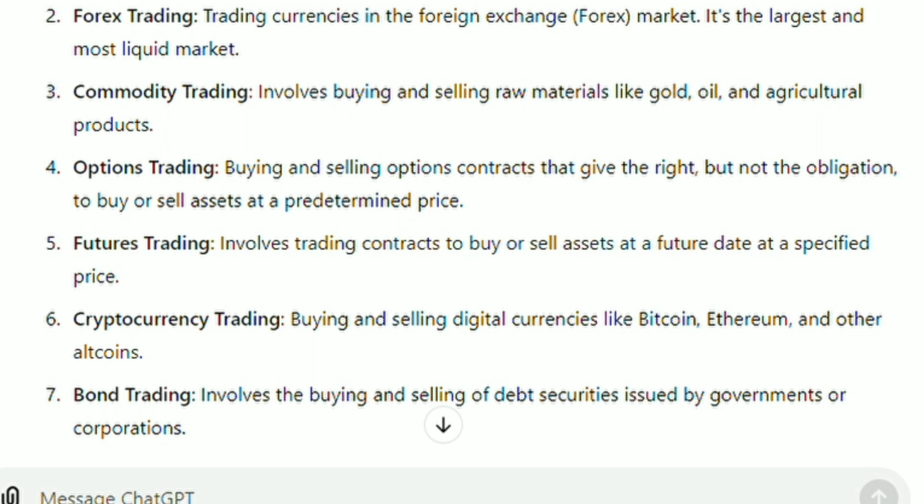Crypto trading is one of the two that we are going to talk about here. We are going to talk about forex trading, and the second one is going to be cryptocurrency trading. As you can see, crypto is buying and selling digital currencies like Bitcoin, Ethereum, and other altcoins. This is crypto. So we are going back to the charts.